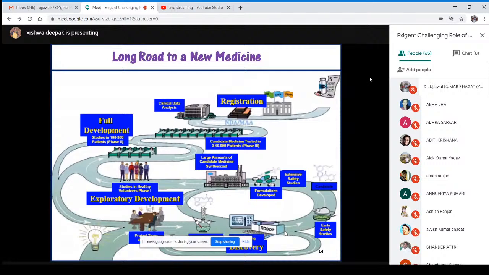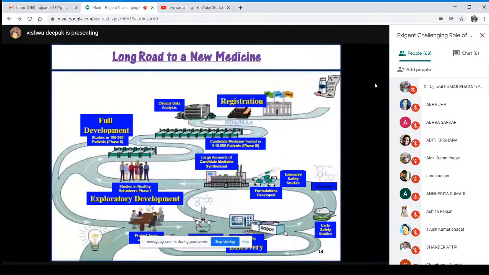It has 4 stages: Phase 1, phase 2, phase 3, and post-marketing surveillance. What is phase 1? Phase 1 is very risky, very difficult. 95% of molecules fail in phase 1 clinical trial. Suppose everything is going in our favor and we get the permission for clinical trial, then the phase 1 clinical trial will start. Phase 1 clinical trial is where the molecule is tested on healthy volunteers.